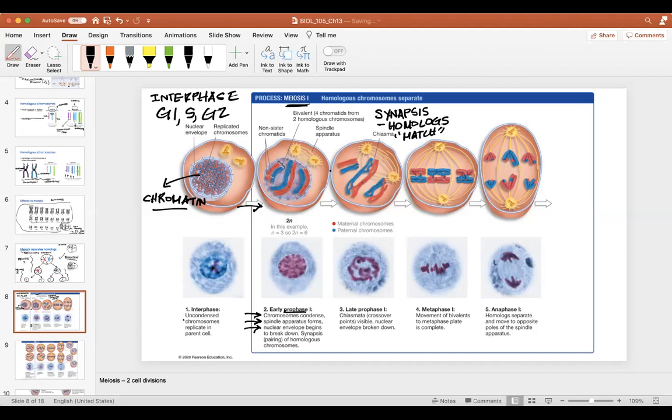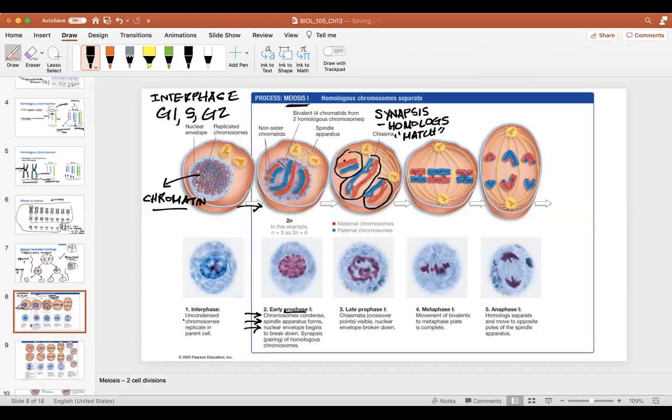Okay, so here you can see that these homologs have found one another, as have these, okay? Again, the red is to signify a chromosome you got from mom, and the blue is to signify a chromosome you got from dad. But you have two copies of that chromosome, one from mom, one from dad, right? So these homologs have lined up.